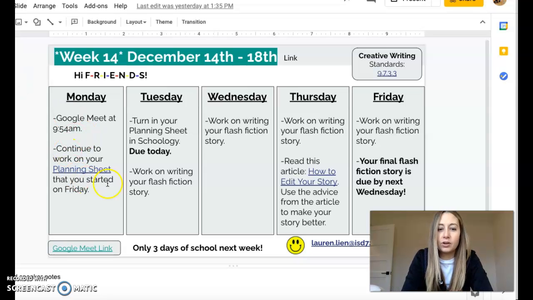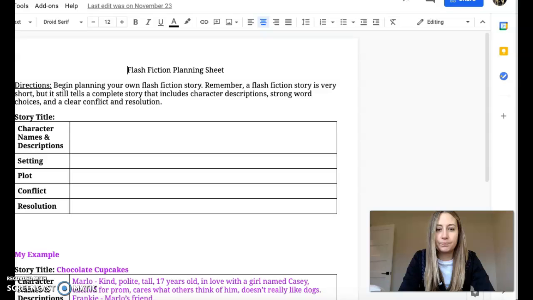On Monday, you're going to continue working on the planning sheet that you should have started on Friday. So that looks like this. Basically, you're outlining what your story is going to be about. So characters and descriptions, what kind of characters are you going to have in the story that you're writing? Setting, plot, conflict, resolution. Please fill all this stuff out.